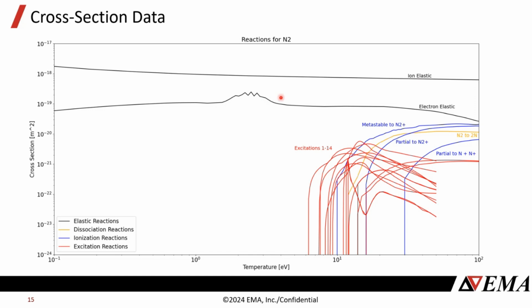But the electron elastic cross-section here gives a good idea for why the Arrhenius formalism is good for inelastic reactions. It's just because it can't resolve these what are called resonances right here. And so if you use the Arrhenius formalism for the electron elastic reaction, you would skip over the contribution from these resonances.